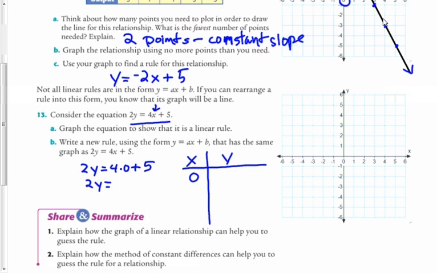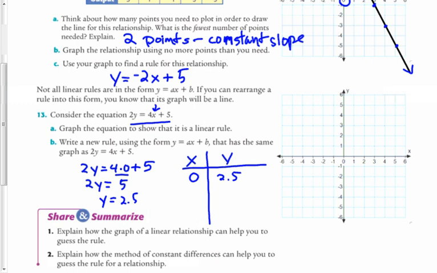So 4 times 0, that's just 0. I switch this over to here. Plus 5 is 5. And I'm just going to do a little mental math. I'm trying to figure out 2 times what number equals 5. And to figure that out, you can do a couple ways. You can either do 5 divided by 2, or just keep trying numbers until you get the right one, but it would be 2.5. So there's a point that's going to be on my graph.